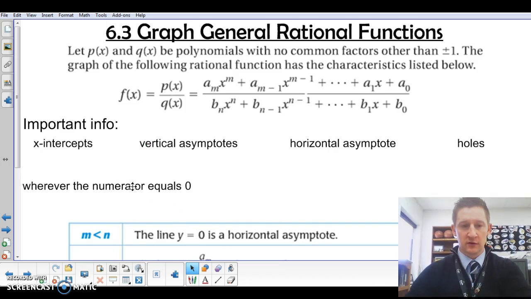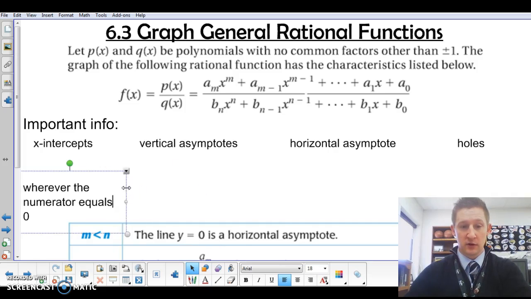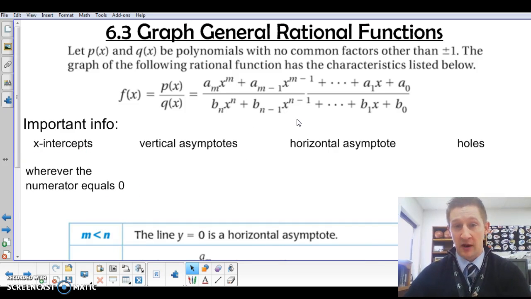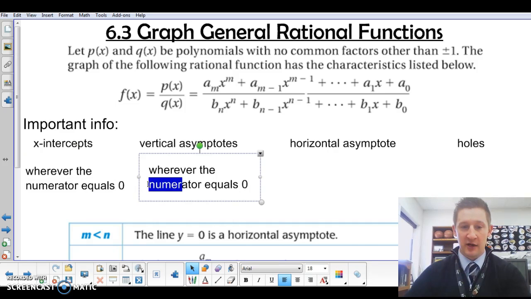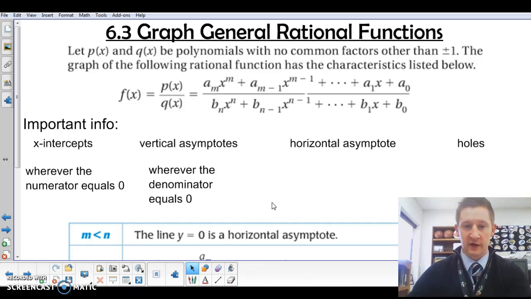Now, as far as the vertical asymptotes are concerned, if you remember from yesterday, they happened when I was dividing by 0. Remember, I can't divide by 0, so any number that makes my denominator equal 0 is not going to work, which means there's going to be a vertical asymptote there. So, for the vertical asymptotes, jot this down: wherever the denominator equals 0, that's where your vertical asymptotes are going to be.